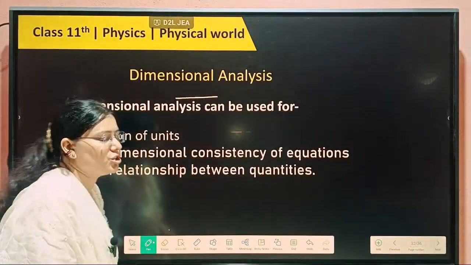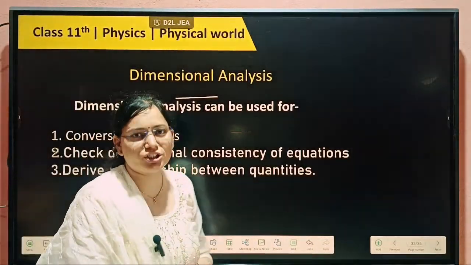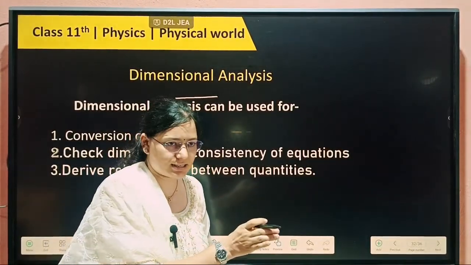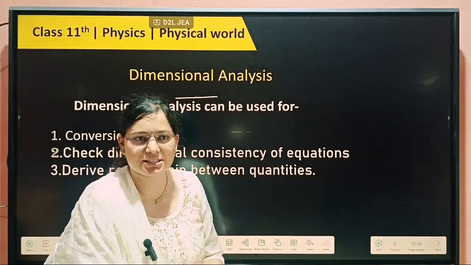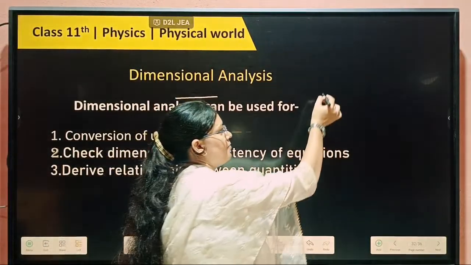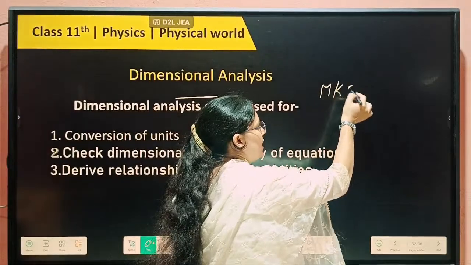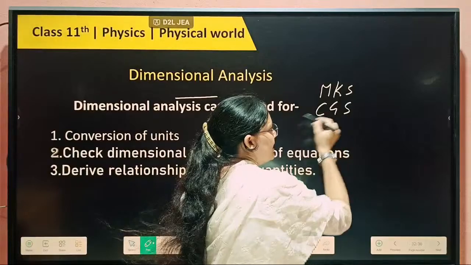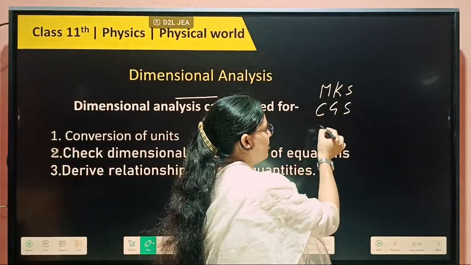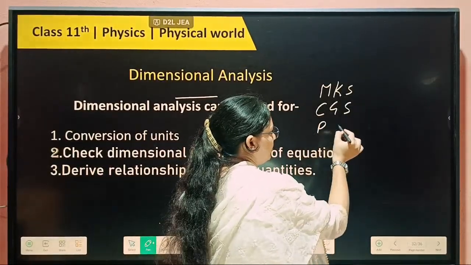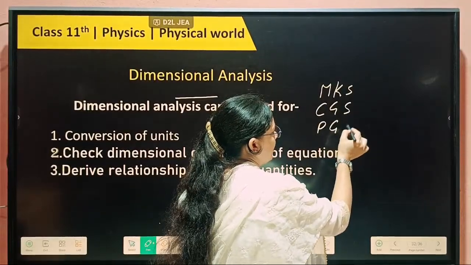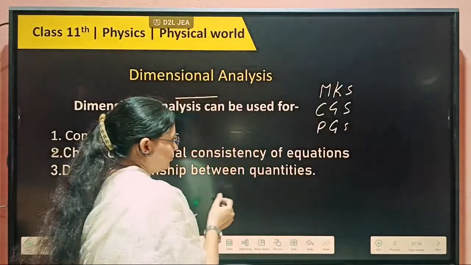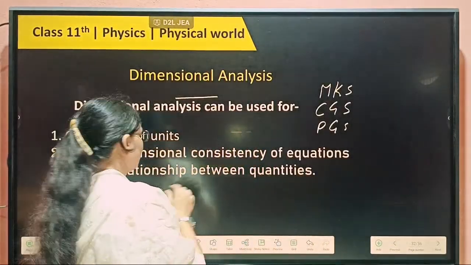Another application is conversion of units. Conversion of units means we want to convert from one system to another system. We have done systems of units. There are different systems, here MKS. Yes or no? MKS means meter, kilogram, second. We have done CGS, centimeter, gram, second. We have done FPS, foot, pound, second.